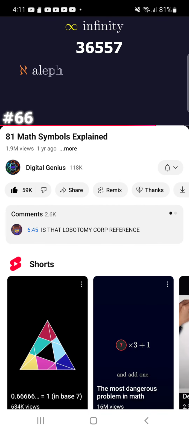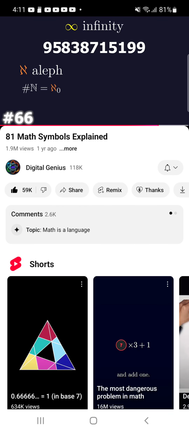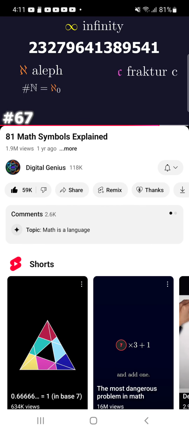Aleph is used to represent the cardinality of infinite sets. For example, Aleph null represents the cardinality of the set of natural numbers. Fraktur C also denotes a type of infinity. It represents the cardinality of the set of real numbers.